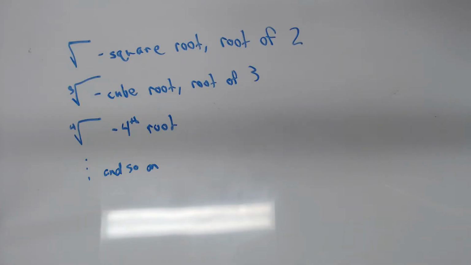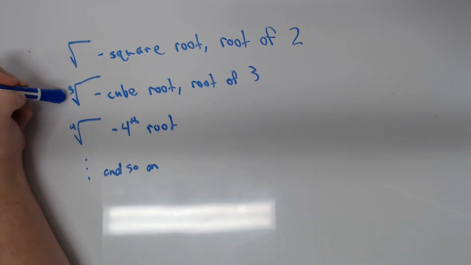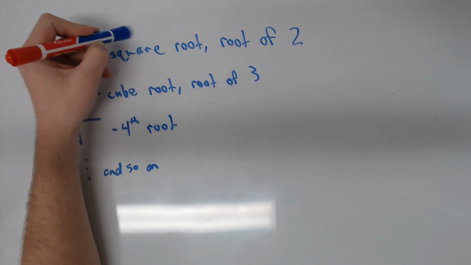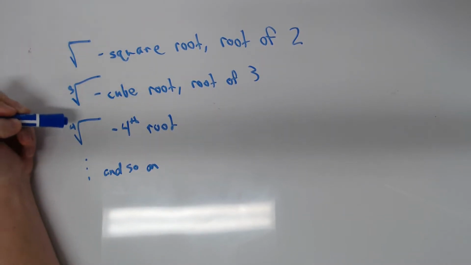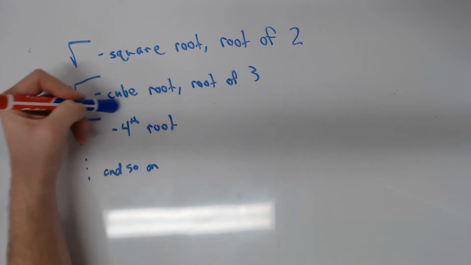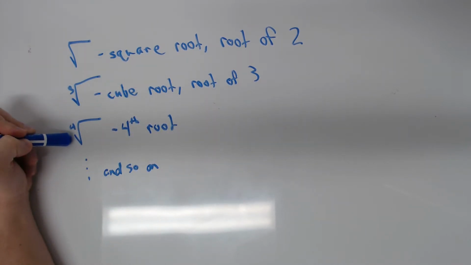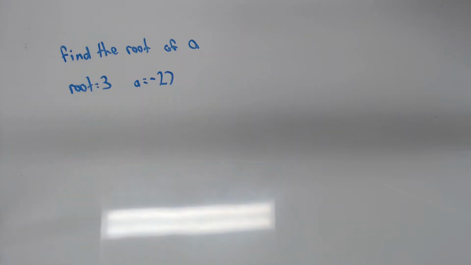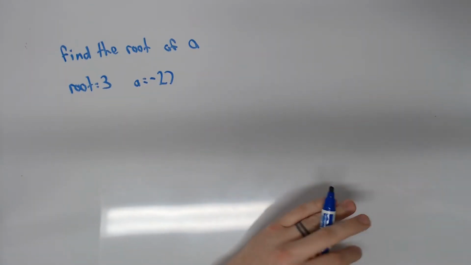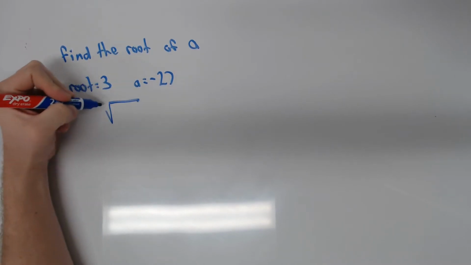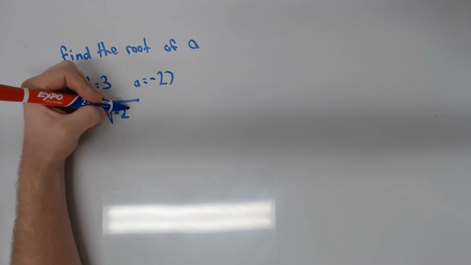So there's really only two roots that have special names, the square root and the cube root, because squares are two-dimensional, cubes are three-dimensional. So that's where those names come from. And then anything past that we just call by the number. So this would be the fourth root. So here's our first actual example of this. A root of 3 would look like this.